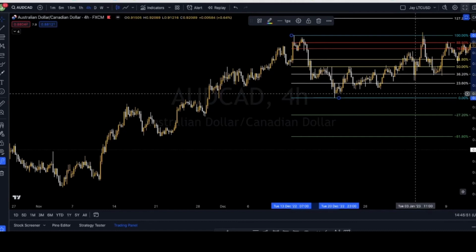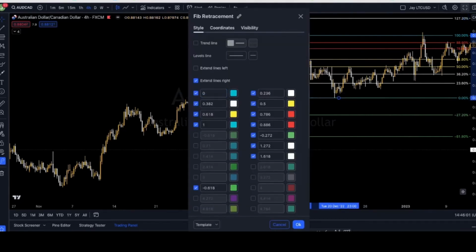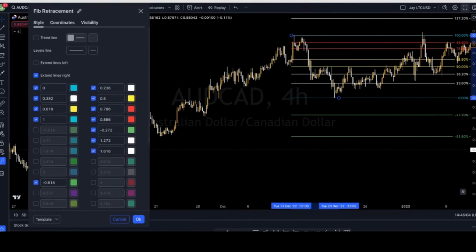Now, when it comes to Fibonacci, there's much more to it. So this was just a brief overview for you to understand Fibonacci. I'm going to show you the levels here also, the settings that I use and that we will use in the teachings of this course. So as you see the levels here, print screen this and put them into your TradingView Fibonacci retracement tool settings.